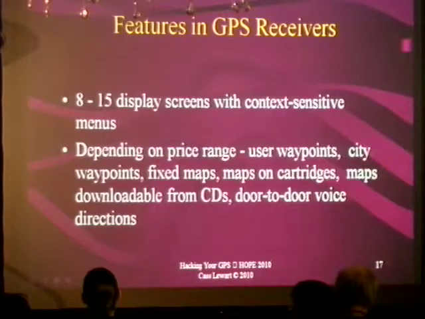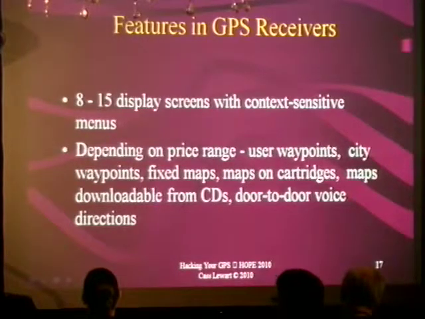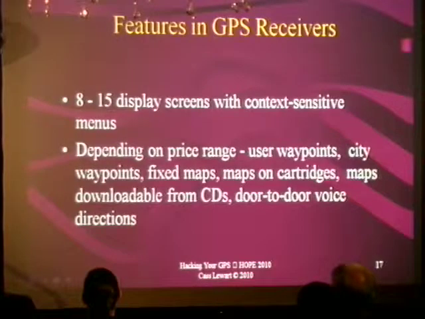Okay. Now these are the main features of GPS receivers. They have parallel inputs. You can get 8 to 15 satellites at the same time. Depending on the costs, you have door-to-door communication. You have staying left, right, etc.